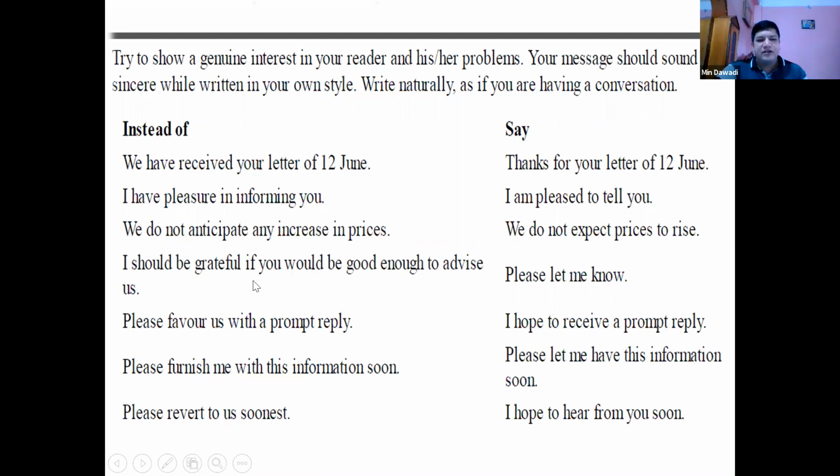I should be grateful if you would be good enough to advise me. See how easy it is. If you say please advise me, please let me know, that is enough. This is economical, and the KISS principle applies here too: simplicity, brevity, and clarity. Instead of this, we can say, please let me know. Please favor us with a prompt reply. Prompt means a quick reply. I hope to receive a prompt reply.